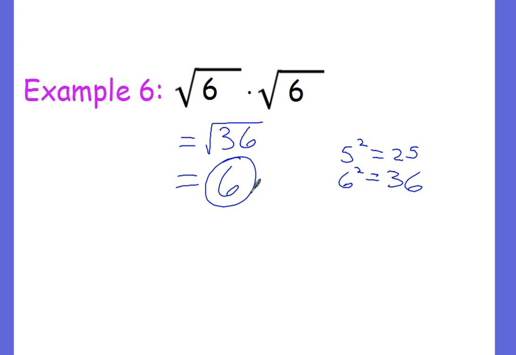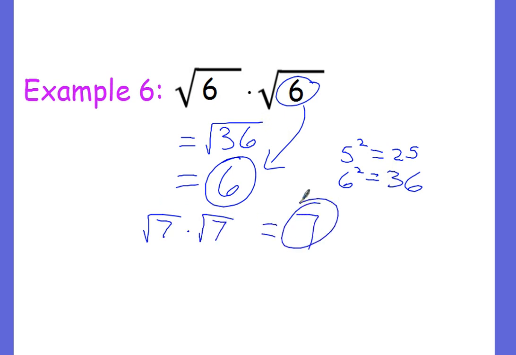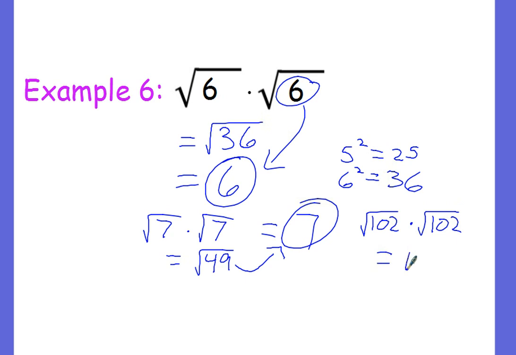So you'll actually notice a little trick in problems like this. If you have the square root of a number times the square root of that exact same number, the square roots will always cancel out and you'll just be left with this number, right? So like if I had square root 7 times square root 7, I know that that's just 7, right? You can evaluate it and be like, okay, well that would be the square root of 49, but then the square root of 49 is just 7. So you can do that with anything, right? Like square root 102 times the square root of 102 is just going to equal 102. So it'll save you some work if you remember that.